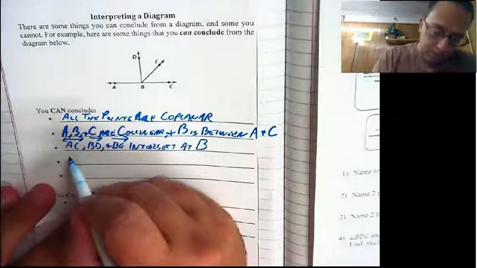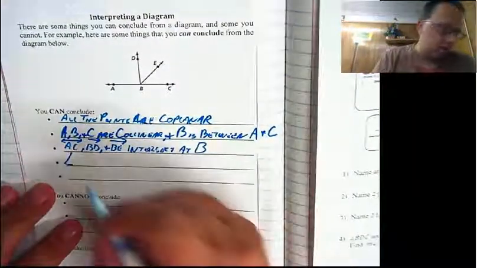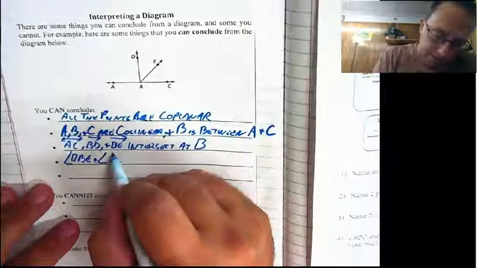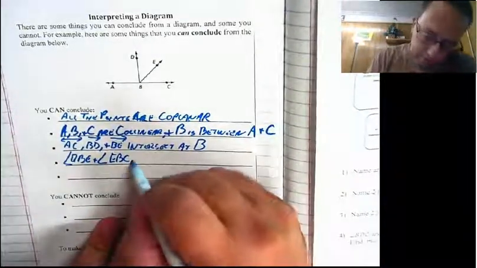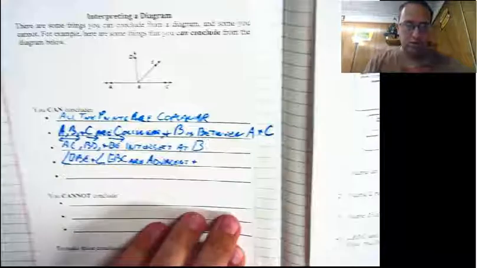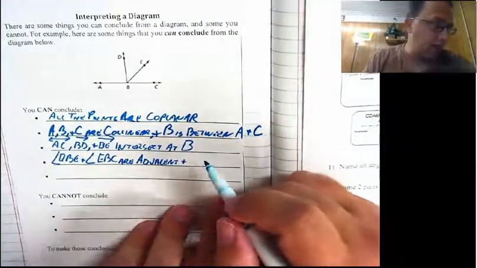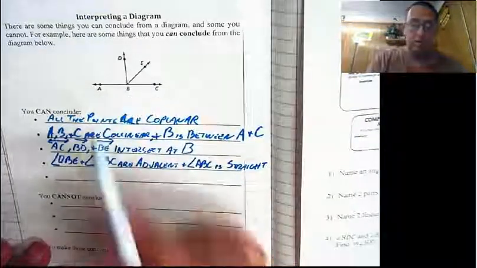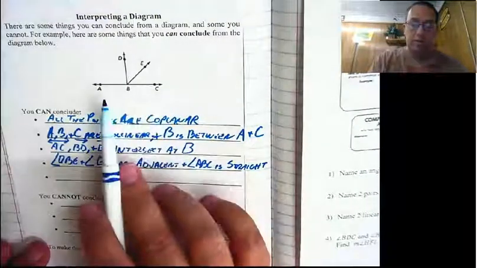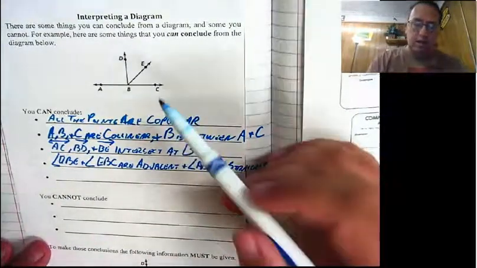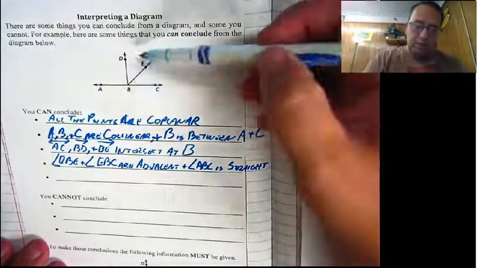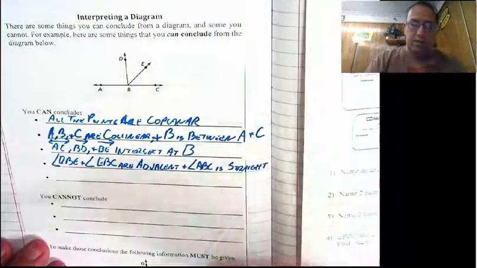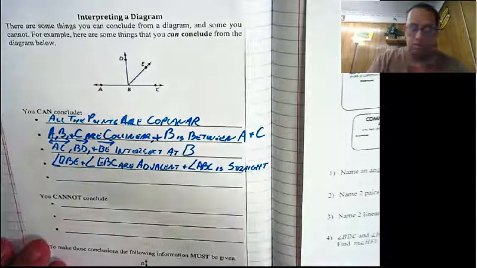Next thing we're going to talk about, we can say that angle DBE and angle EBC are adjacent angles. And we can also assume that angle ABC is straight. We can assume that if it looks like a straight line, it is a straight line. So angle ABC is a straight angle. And adjacent just means that they're next to each other. So angle DBE is right there next to angle EBC. We can assume that to be true.